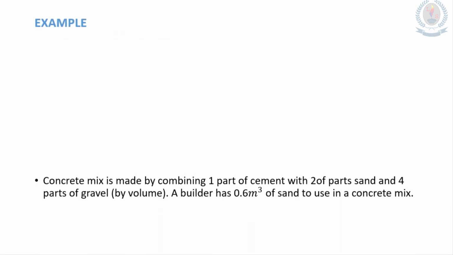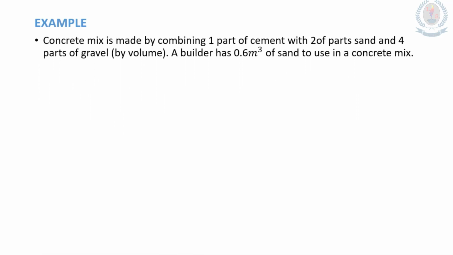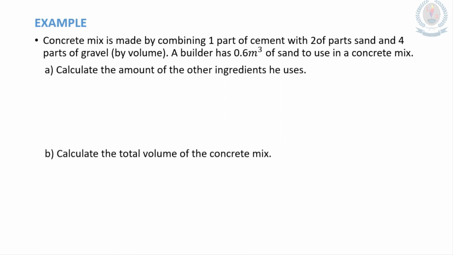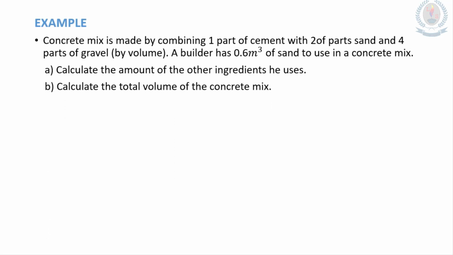You can see this example also. Here concrete mix is made by combining 1 part of cement with 2 parts of sand and 2 parts of gravel by volume. A builder has 0.6 cubic meter of sand to use in a concrete mix. Here 2 questions they are asking. Part A, calculate the amount of the other ingredient he uses. Part B, calculate the total volume of the concrete mix.